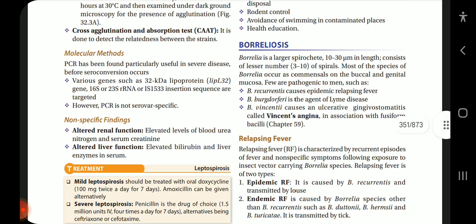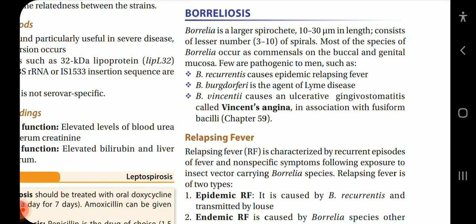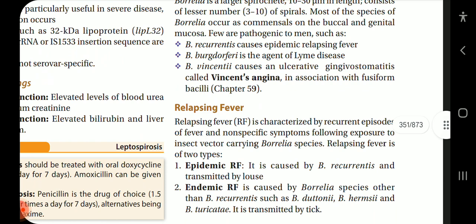Now we start with borreliosis. Borrelia is the largest spirochete, 10 to 30 micrometers in length, consisting of a lesser number of 3 to 10 spirals. Most species of Borrelia occur as commensals on the buccal and genital mucosa. Few are pathogenic to man, such as Borrelia recurrentis, which causes epidemic or relapsing fever. Borrelia burgdorferi is the agent of Lyme disease, and Borrelia vincentii causes ulcerative gingivostomatitis called Vincent's angina in association with fusiform bacilli.